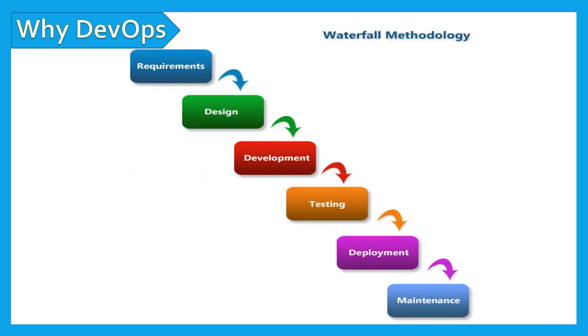Notice the diagram in front of the screen. It's almost like a waterfall, or you can even visualize it as a ladder. First, the client gives requirements for an application. So, you gather that requirement and you try to analyze it. Then, design the application, how the application is going to look.